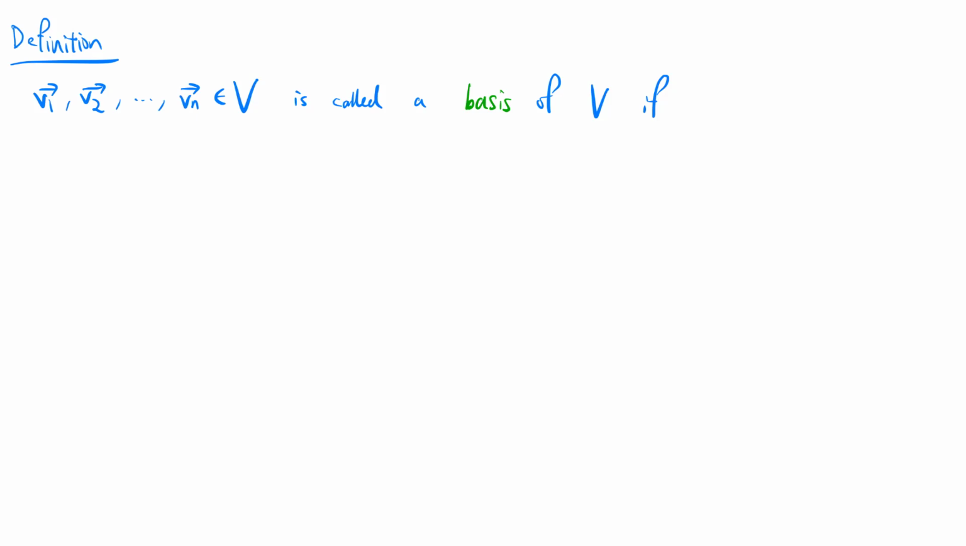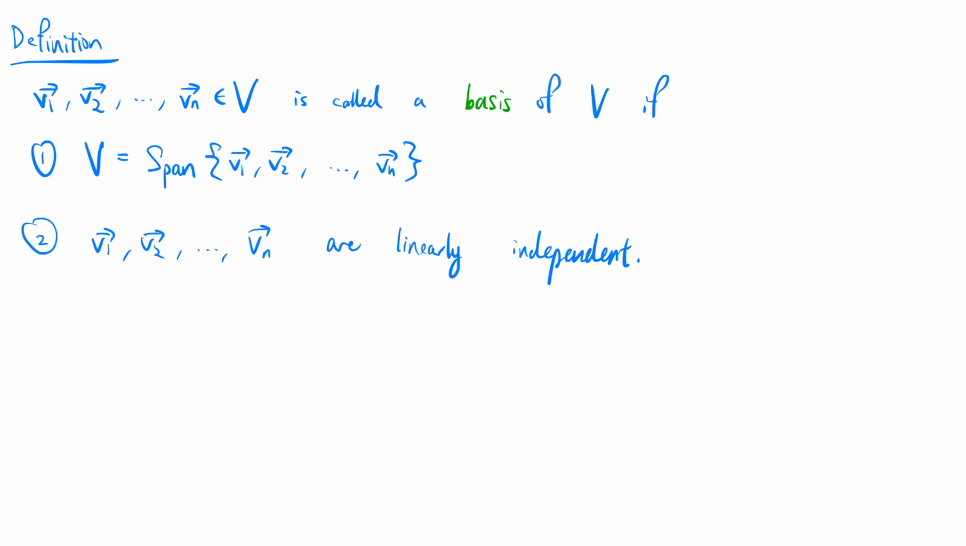Let's define basis of a vector space. v1, v2 up to vn in V is called a basis of V if V is the span of v1, v2 up to vn, and these vectors are linearly independent. In other words, v1, v2 up to vn is a linearly independent spanning set of V.